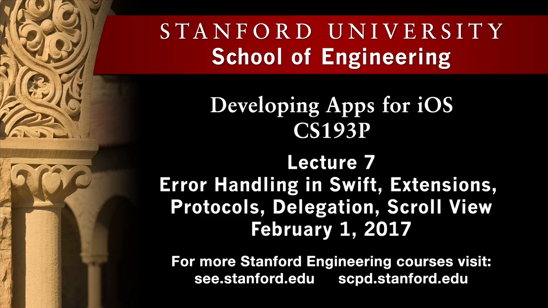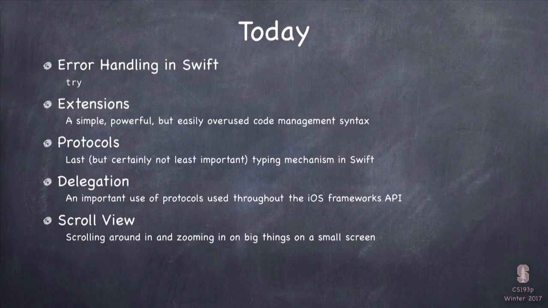Welcome to Stanford CS 193P, Developing Applications for iOS, winter of 2017. This is lecture number 7, and today we're going to talk a little bit more about Swift. And once we do that, we can introduce some technology that we need to do more sophisticated UIKit objects. UIScrollView is going to be our first example of that today. So we'll have a demo at the end where we show you how to use UIScrollView.